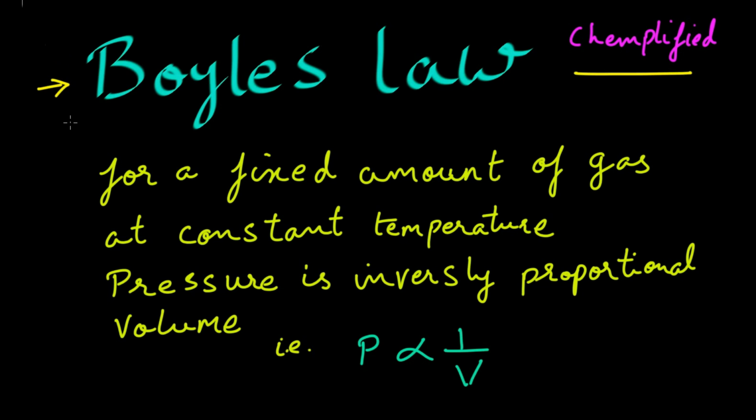The statement of Boyle's Law is, for a fixed amount of gas, I repeat, for a fixed amount of gas at constant temperature, pressure is inversely proportional to volume. That is, P is inversely proportional to volume, or P is directly proportional to 1 upon volume. This is the relation, and we will further look into the relation and see how Boyle's law will lead us to certain equations.